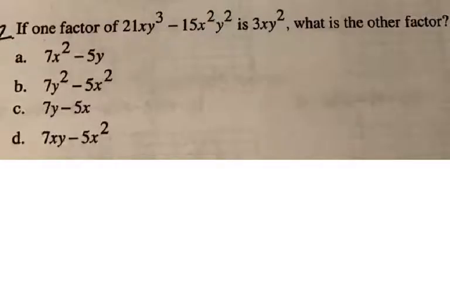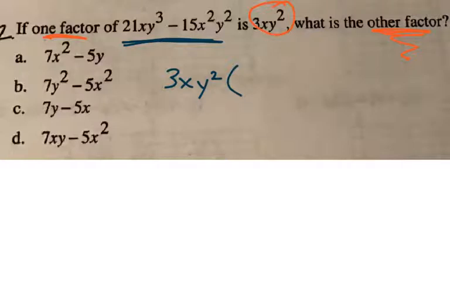All right, this one again. The question is, what is the other factor? They're telling us one factor is that. Well, basically, they're telling us to factor. Now, this time we're going to factor with GCF. So if I take 3xy squared, and remember, ultimately, I want to come back to here. So some of you may want to think of it as dividing in.